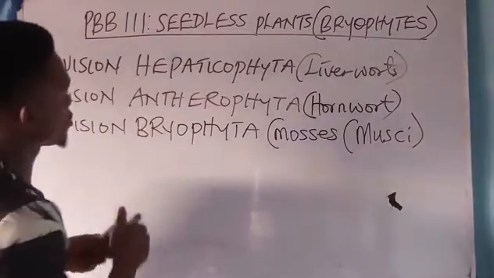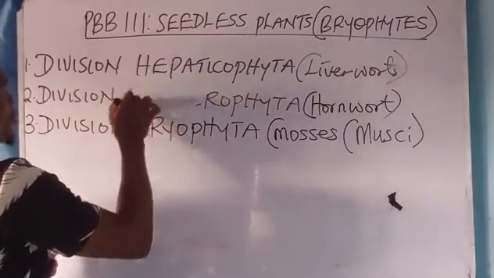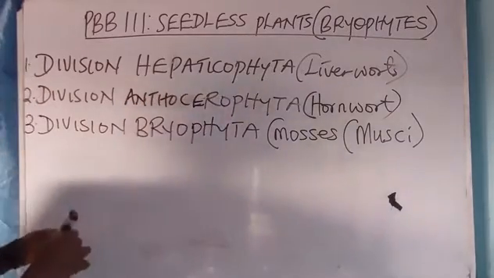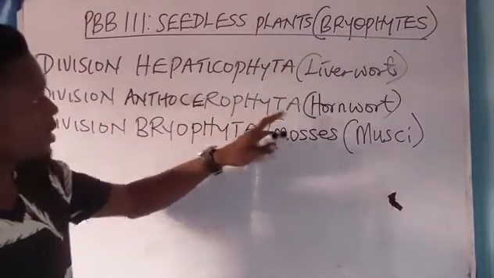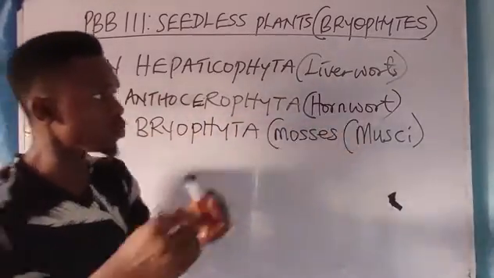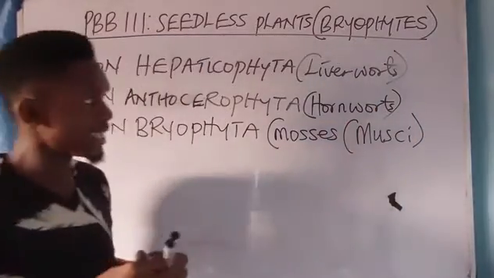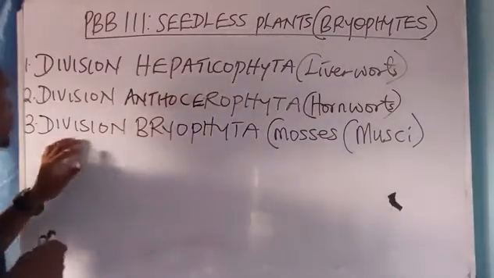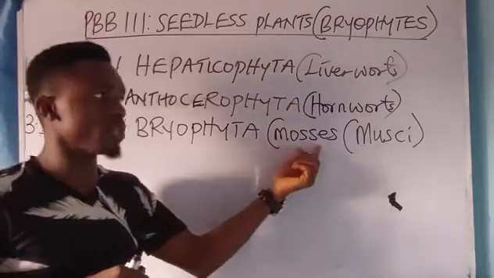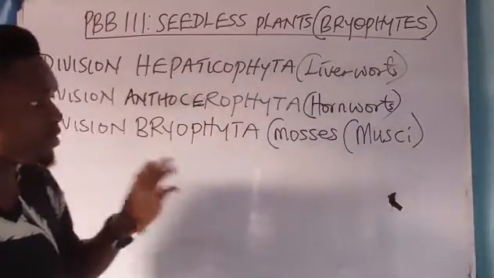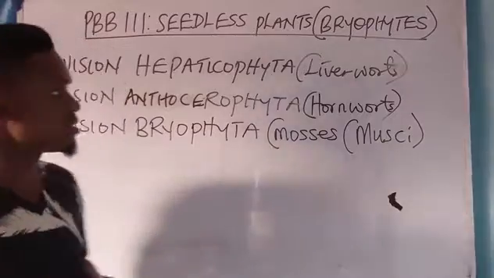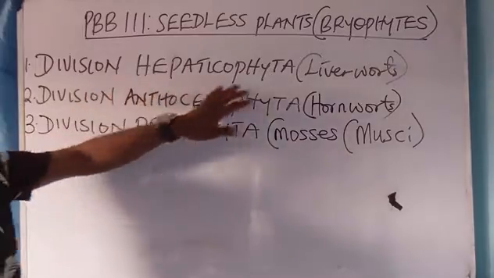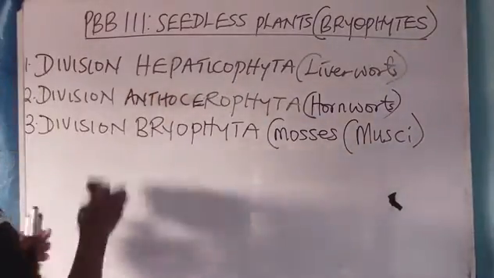Then division anthocerophyta. They are called what? The hornworts. They are called hornworts because their body structure looks like the horn of a cattle. That's what they call it, hornworts. So division Bryophyta, that's where you actually have the mosses. The mosses are really peculiar. They have different characteristics from these other 2 divisions. Now let us analyze this first one, division hepaticophyta.